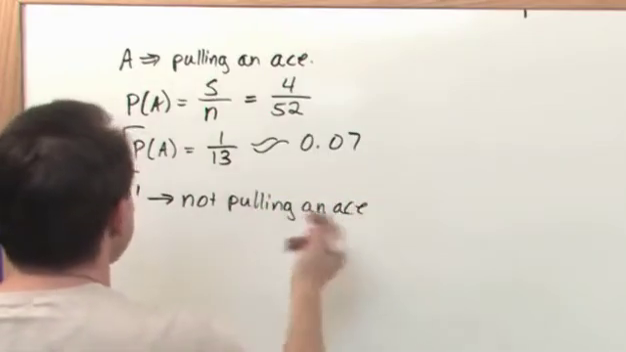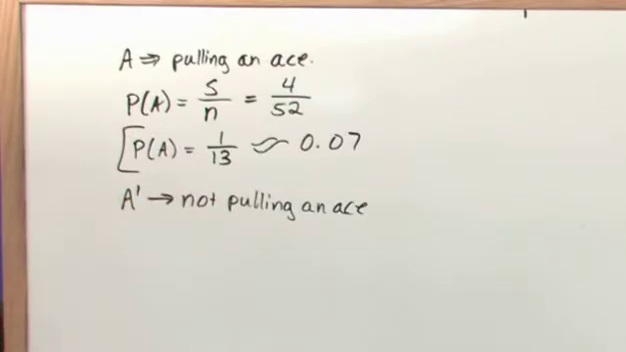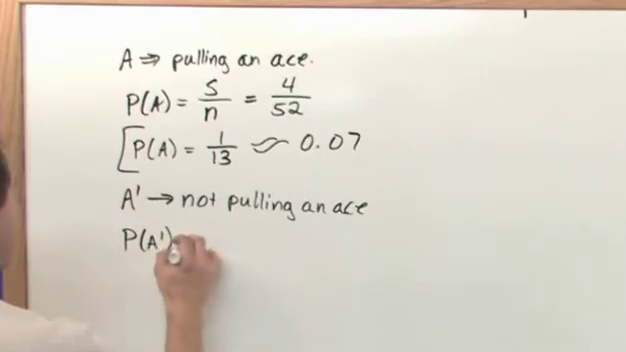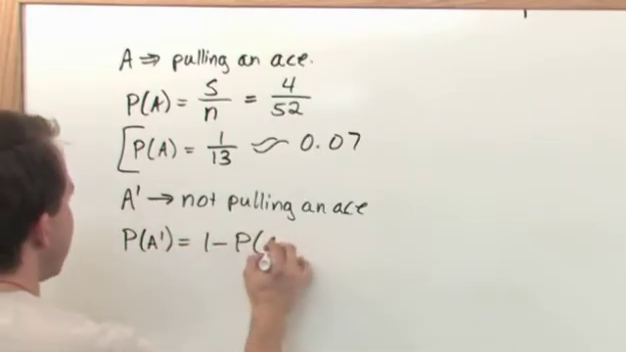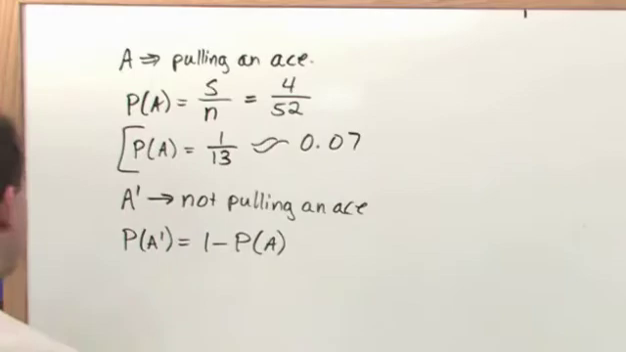I mean, that's just the way it is. If A is defined as pulling an ace, A prime, which is the complement, is not pulling an ace. It's every other possible outcome other than the one we have. And from our previous board, the probability of A prime is 1 minus the probability of A happening itself, because the sum of both probabilities together must be equal to 1, because the sum of all the outcomes in the experiment has to always equal 1.